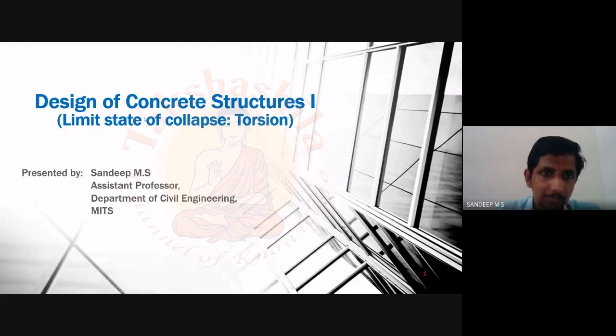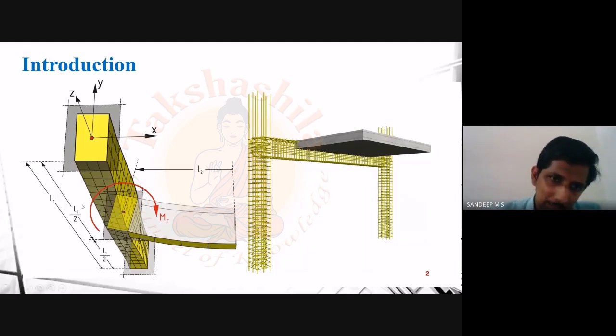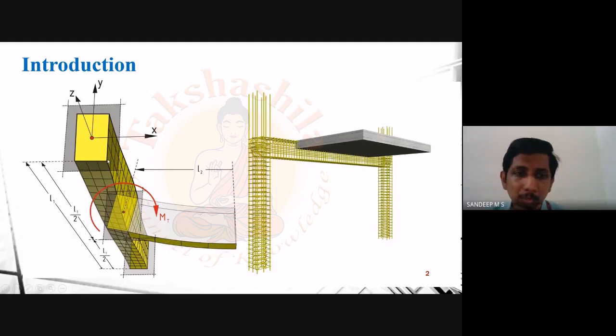Yes, sir. So basically, let's see what torsion actually is. We have already seen bending moment, and we have performed the design to ensure that our beam will be safe in bending moment. So what is the main difference between torsion and bending moment? If you observe this figure, you have two beams. One is moving in this direction and another one is moving in a perpendicular direction.